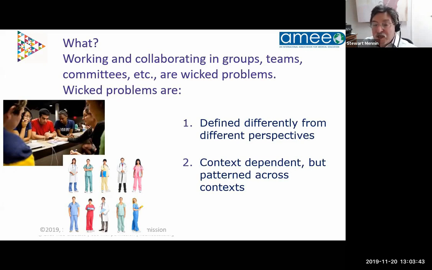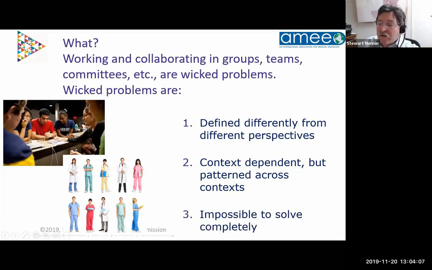And resistance to change looks different at Flinders University in Australia. It's still resistance to change, but it looks different. It looks different at the University of Boston. It looks different everywhere. So context defines what it looks like for you in your place, but the pattern of resistance is consistent across contexts. And finally, this is impossible to solve.